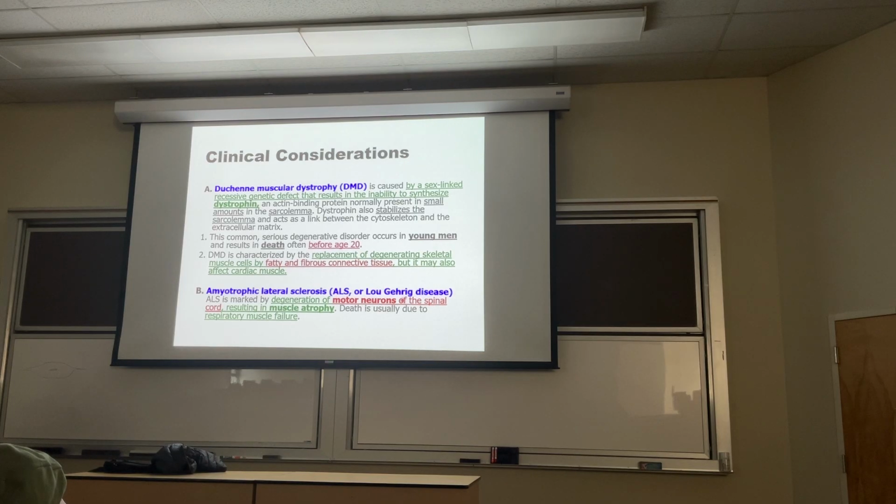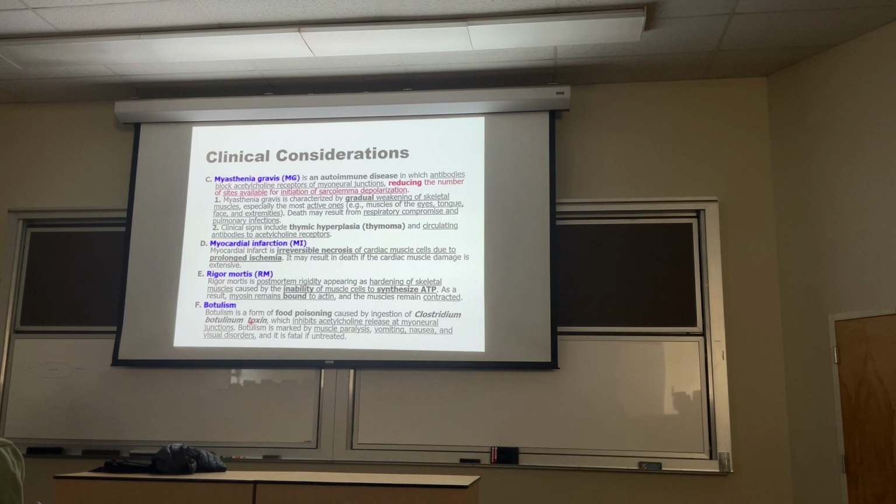ALS, or its somewhat more common name, Lou Gehrig's disease, because of a baseball player years ago now who died of it. It was also named for him, Lou Gehrig, but it's amyotrophic lateral sclerosis. This is a problem of the motor neurons in the spinal cord degenerating. So then they don't activate the muscles, and the muscles atrophy. And again, death is usually due to respiratory muscle failure.